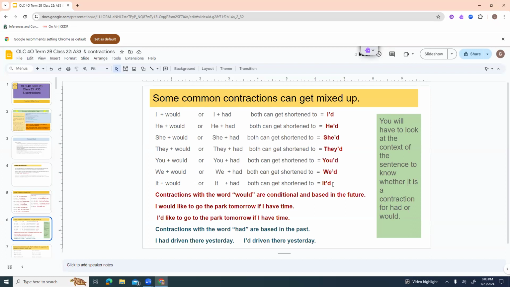Remember that anything with the word would is conditional and usually based in the future. I would like to go to the park tomorrow if I have time. I'd like to go to the park tomorrow if I have time. And contractions with had are based in the past. I had driven there yesterday. I'd driven there yesterday. So when you see the original, you can tell, but sometimes when you're reading, it can be tricky to know which is which.